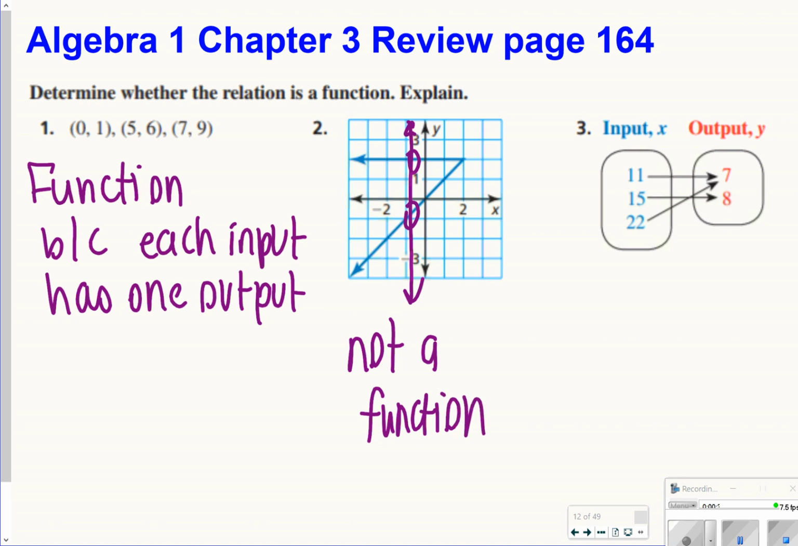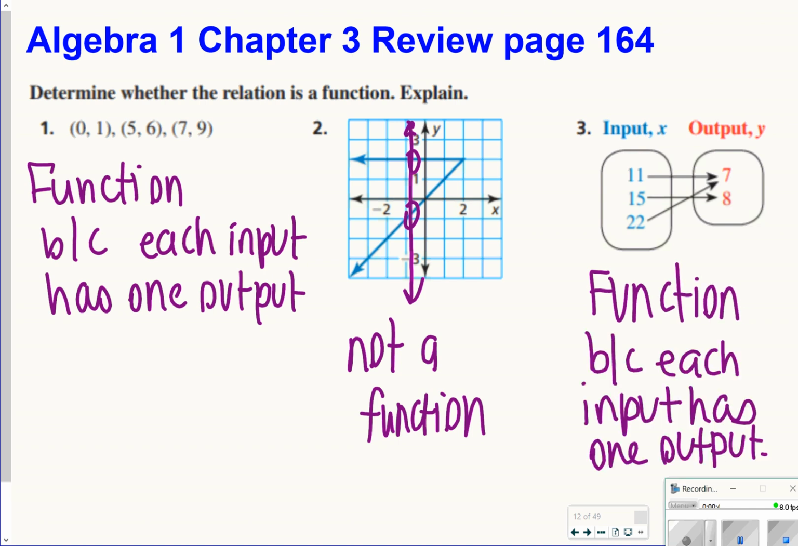For number 3, that one is still a function because once again, like number 1, each input has exactly one output. Remember for this one, and for number 1, you could also graph this to see if it passes the vertical line test, but you don't have to graph every single time. Just know that each input should only have one exact output.